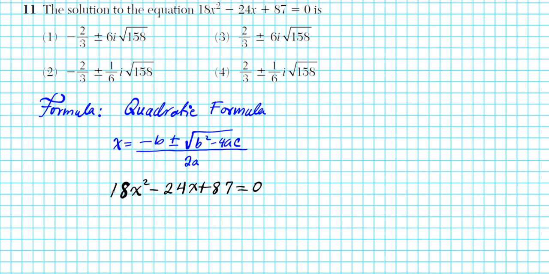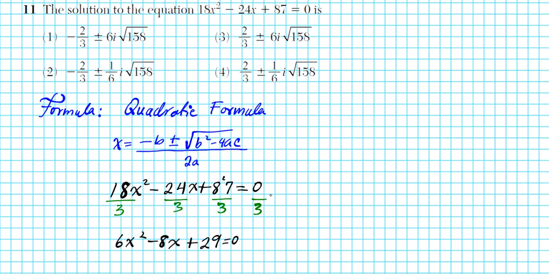So what does that mean? It means that we can reduce this quadratic equation by dividing every single term by 3. So what does that give us? It gives us a simpler equation to work with. 6x squared minus 8x plus 29. 3 goes into 8 twice, that's 6 carry 2, 3 goes into 27 9 times. So this is a simpler quadratic equation that we're going to be solving using the quadratic formula.